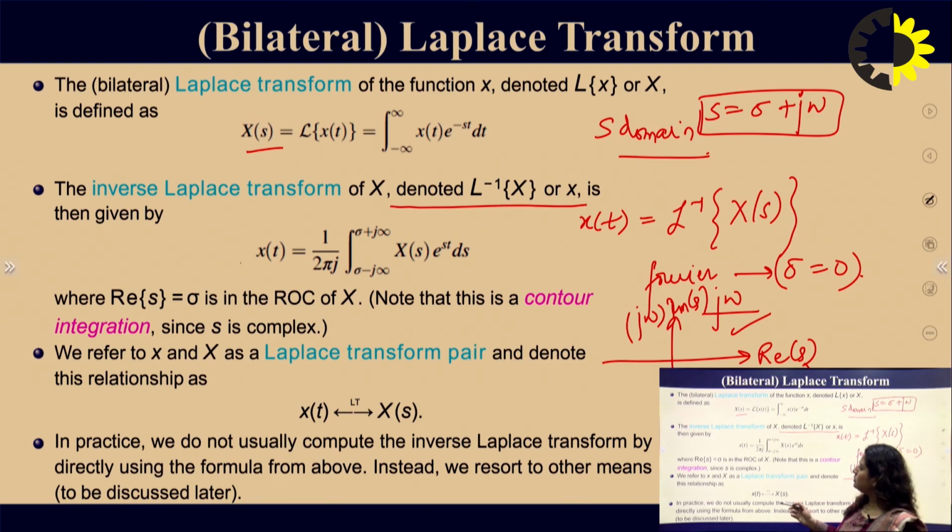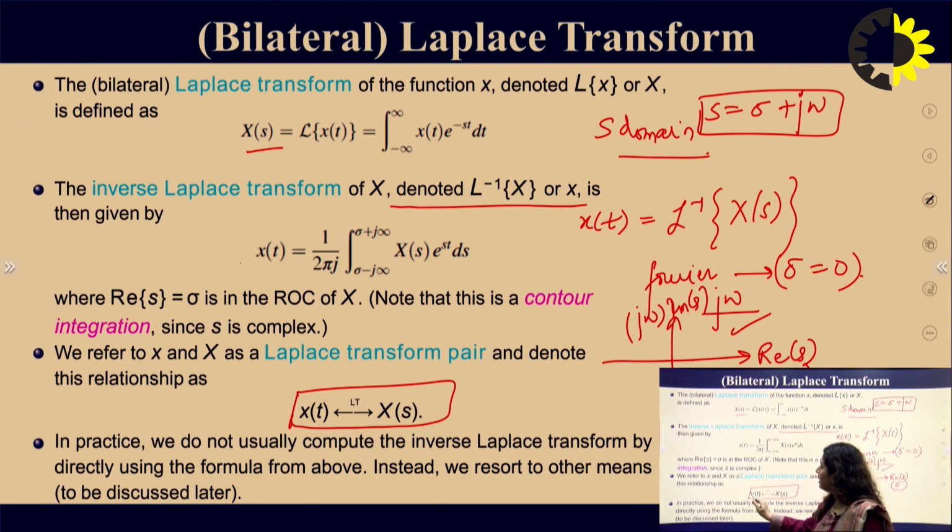So, we refer to x and capital X as a Laplace transform pair. We can write it like this: the Laplace transform of x(t) is defined by X(s), or the inverse of X(s) is defined by x(t). In practice, we do not usually compute the inverse Laplace transform by directly using the formula from above, and instead we just use the partial fraction method, which we will discuss in a later slide.